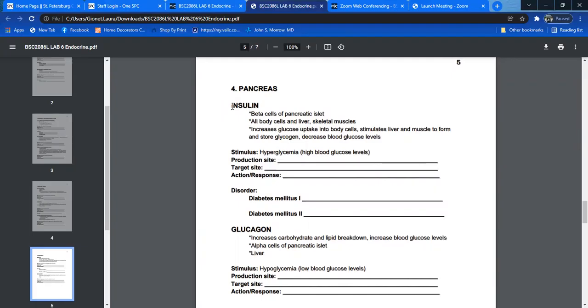But there are other smaller, pale staining areas of cells called the islets of Langerhans, or the pancreatic islets now they call that, where we have alpha and beta cells, and we actually have some delta cells also that secrete somatostatin. But we primarily look at alphas and betas because they're very active in controlling and regulating blood glucose levels. So the stimulus for the release of insulin is hyperglycemia, or higher than normal blood glucose levels. The production site are beta cells of the pancreatic islets, or just the beta cells is fine. The target site is all body cells, liver, and skeletal muscles.